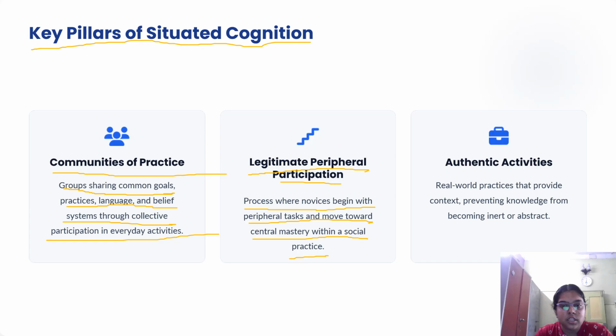Then the third pillar is authentic activities. Real world practices which provide context and prevent knowledge from becoming inert or abstract. In case of authentic activities, real world practices are followed, which provide a context, give meaning and prevent knowledge from becoming inert or abstract. So these are the key pillars of situated cognition. If you see the book in detail, you will get a clearer concept from there.